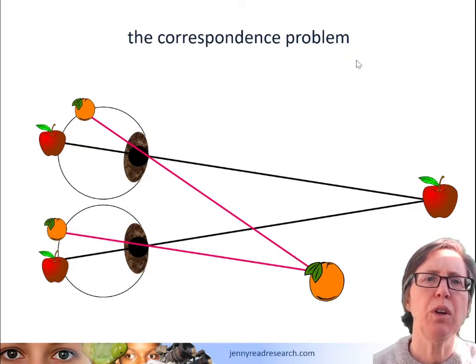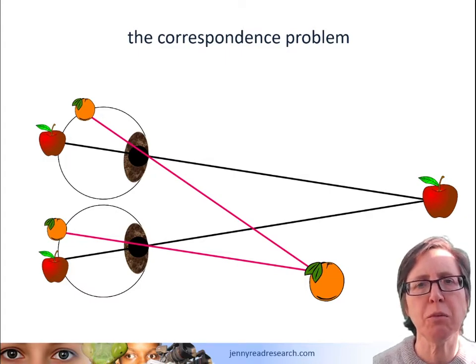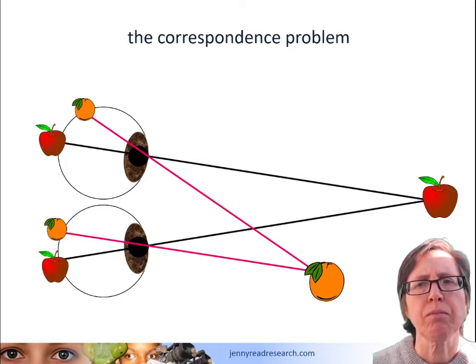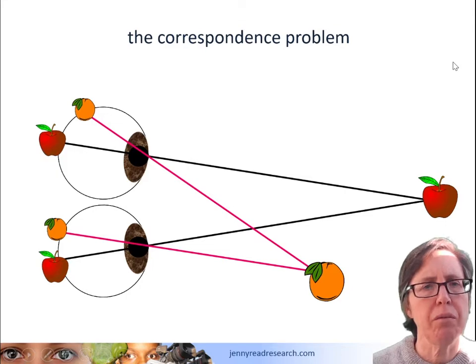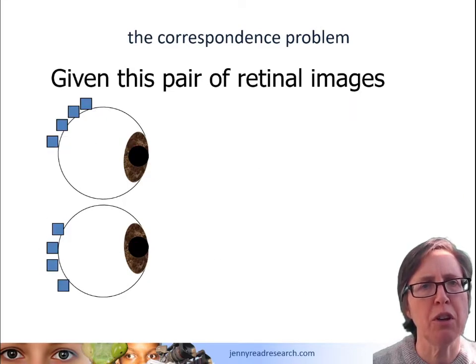I now want to introduce something called the correspondence problem, or more precisely the stereo correspondence problem. So I defined disparity using this diagram, and I talked about the difference in position between the image of the apple and the image of the orange. And that worked because we had very different objects here. You can clearly distinguish an apple and an orange.